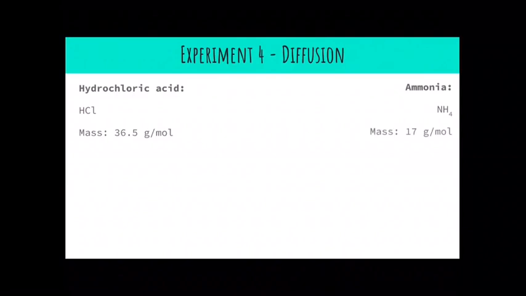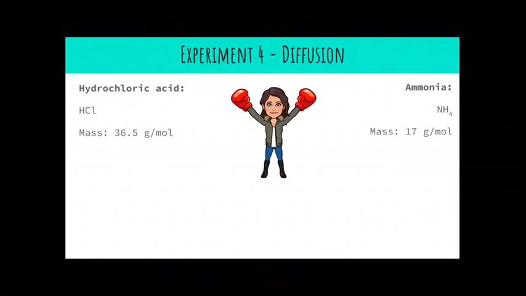So now we're going to have another battle between hydrochloric acid, HCl, weighing in at 36.5 grams per mole, and ammonia, NH3, weighing in at 17 grams per mole. I want to know which one is going to win the diffusion battle. Let's watch and find out.